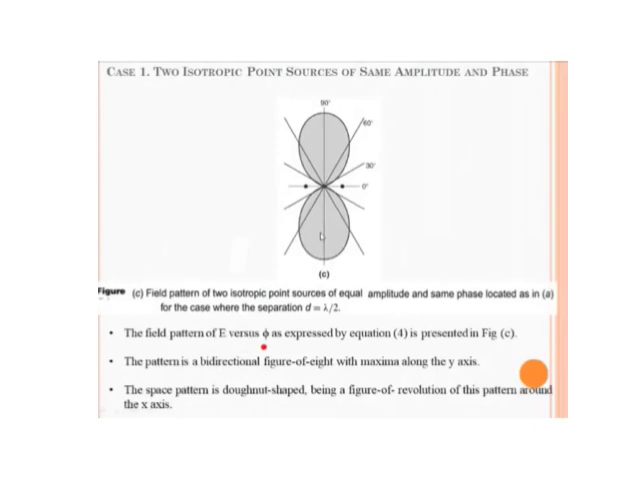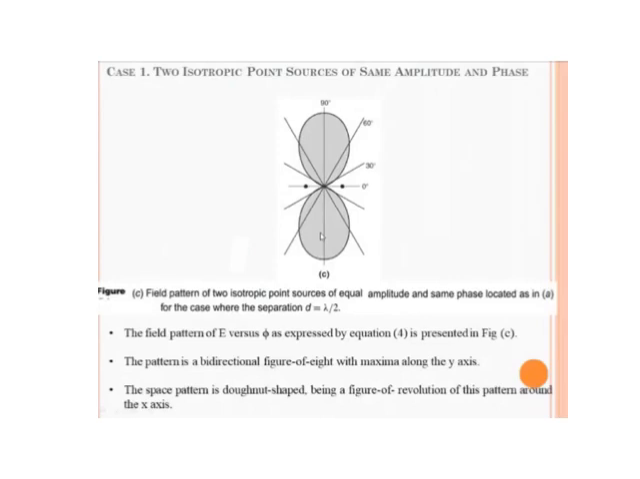The field pattern of E versus ψ as expressed by the equation is shown in this figure C. This pattern is a bidirectional figure of 8 with maxima along the y axis. The space pattern is doughnut shaped, being a figure of revolution of this pattern around the x axis. So, this is how the radiation pattern will be for the first case.